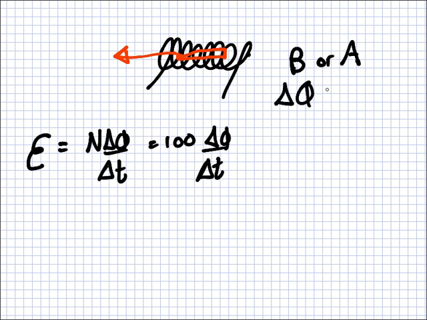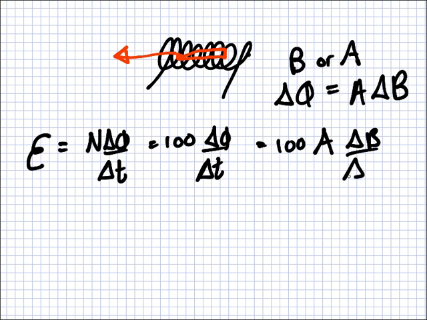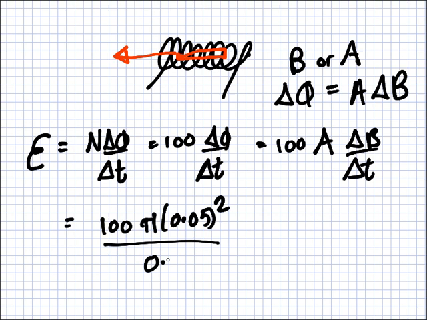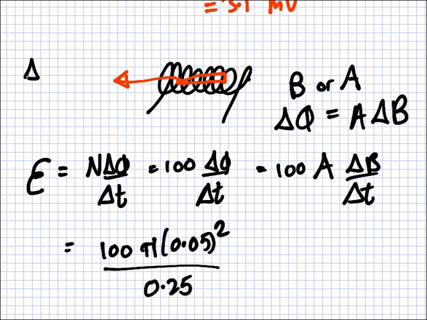So delta phi is equal to A delta B, because it's the B that changes, because you remove the magnet. So that's 100 times A times delta B over delta T. Now, I think we know some of this. We know it's 100, we know it's pi, we know it's 5, and we know that t is 0.25. But what's the delta B?